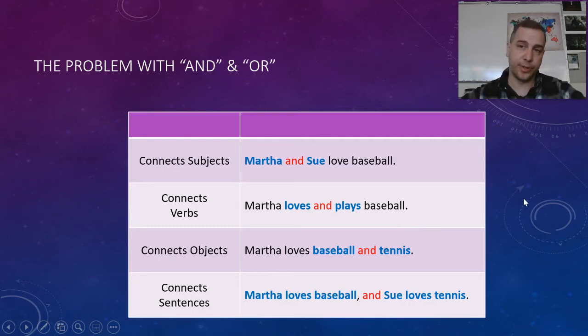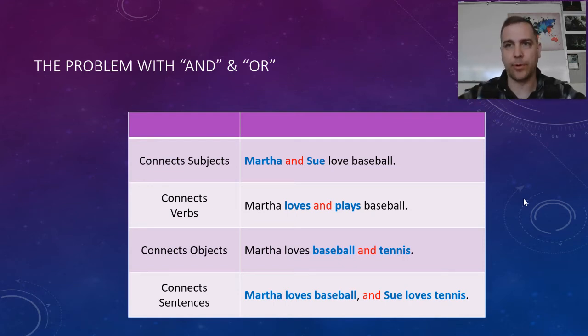Now, here's where students tend to get confused with this, right? And so what will happen is students start seeing and or, and they'll be like, oh, it's a fanboy. I need to put a comma before it. But that's only when it's connecting complete sentences. Sometimes that fanboy is connecting other things besides complete sentences. And so the and can connect subjects, right? Martha and Sue love baseball, right? And so if we put a comma here, it would mean that Martha is a complete sentence, but Martha is not a complete sentence. So this and is not connecting complete sentences. It's connecting subjects. Here, the and is connecting two verbs, right? It's telling two things in the story.